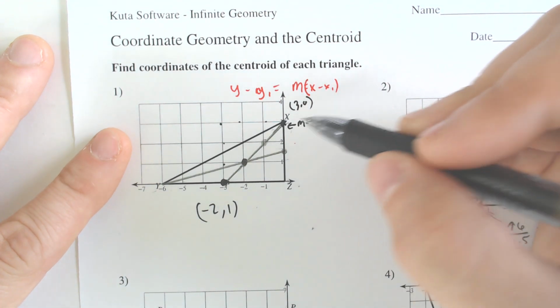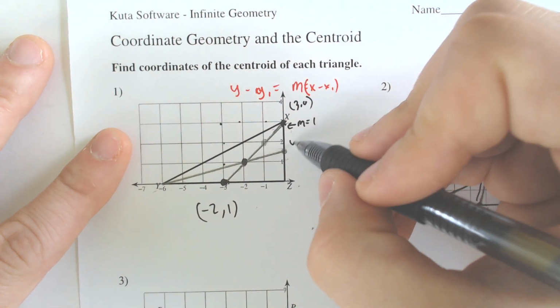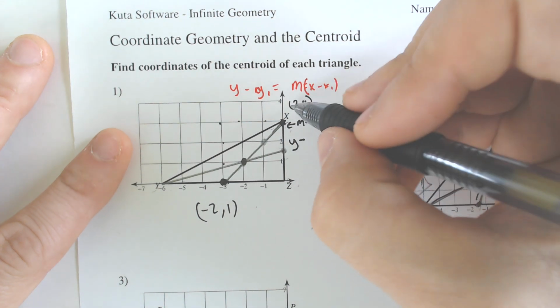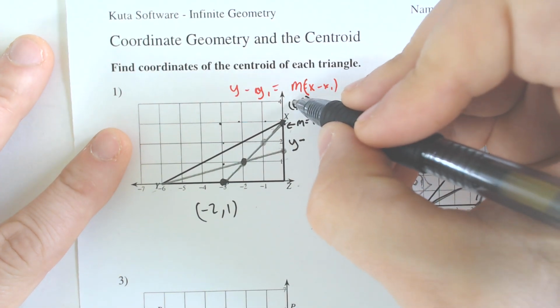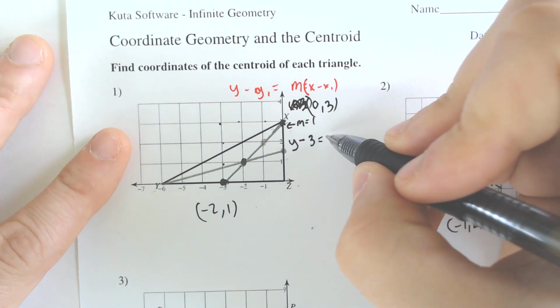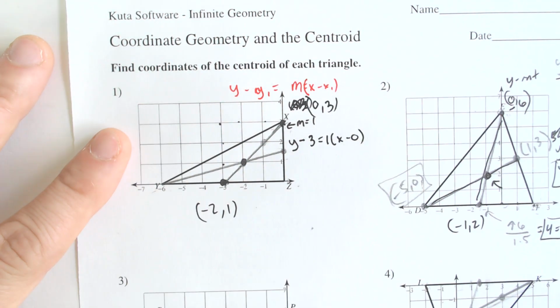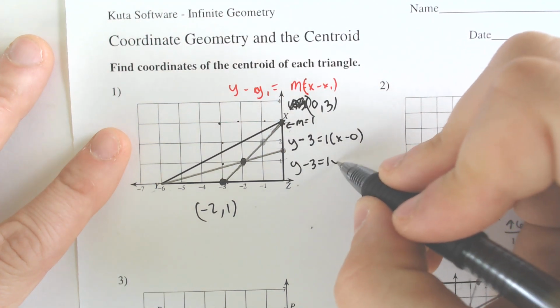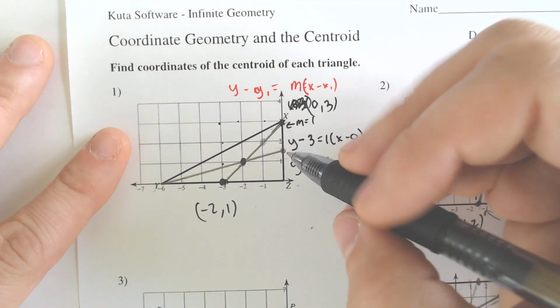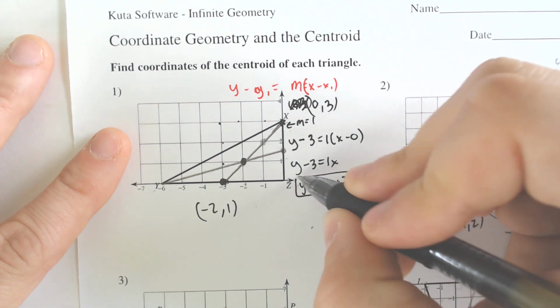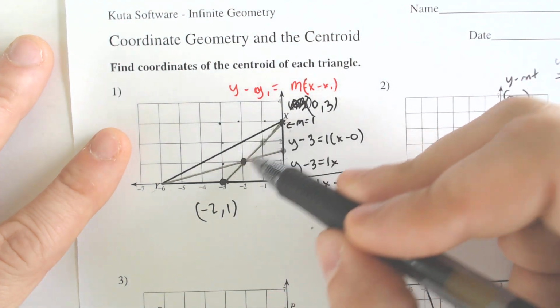So we are going to plug that into the point slope formula. Because it's the y-intercept, you could technically plug it into y equals mx plus b. But in case you forget, you get y minus, that's not 3, 0, it's 0, 3. So y minus 3 equals 1 times x minus 0. Distribute the 1 and add 3 over, you get y equals 1x plus 3. So that is the equation of the line right here.